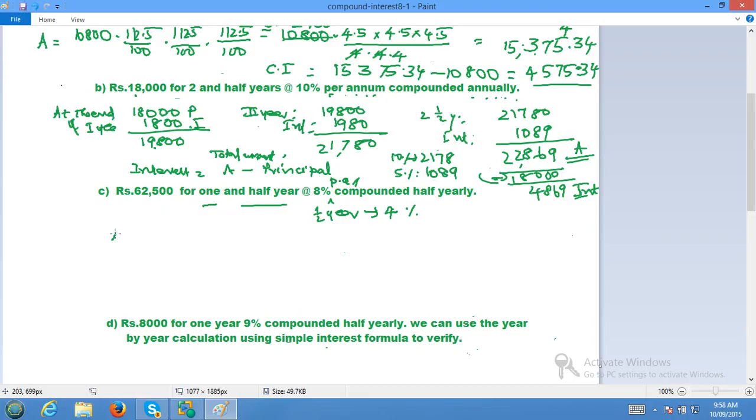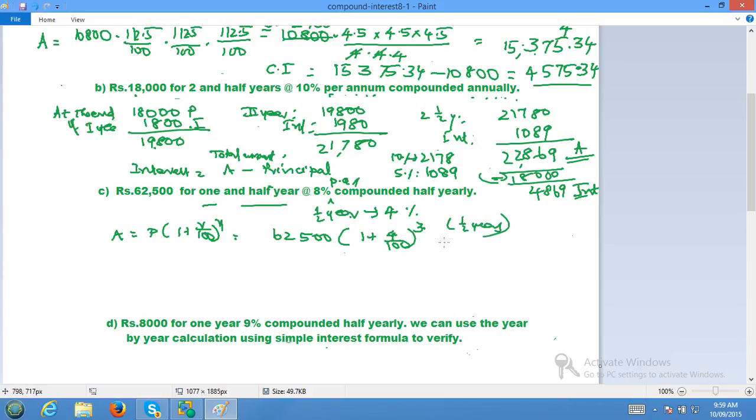In this, the formula you have to apply is A equals P into (1 plus R by 100) to the power n. What is the principal? 62,500, multiplied by 1 plus the rate for half year, which is 4 by 100, to the power n, here 3. Why is it 3? Because we are telling half yearly, so here there are 3 half years. Here the interest is for half year.